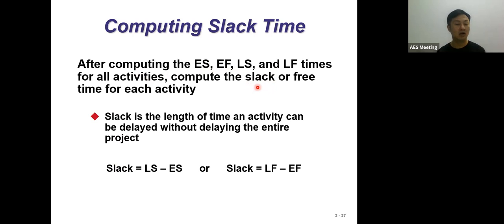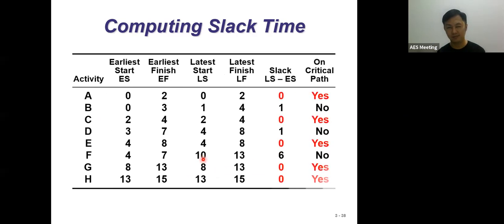So how do we calculate the slack time? Slack time is the length of time an activity can be delayed without delaying the project. Therefore, the formulas are: late start minus earlier start, or late finish minus earlier finish. We apply either way, because you will get the same answer. Let's see. For example, I put in number 1, activity A. Earlier start is 0.